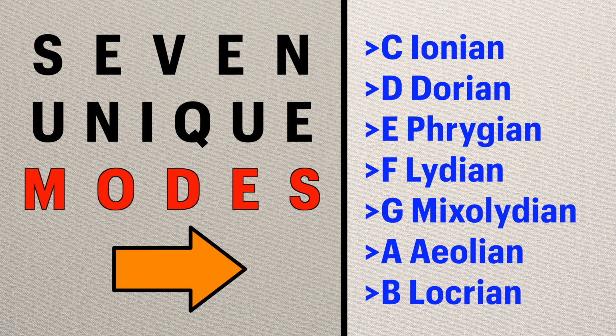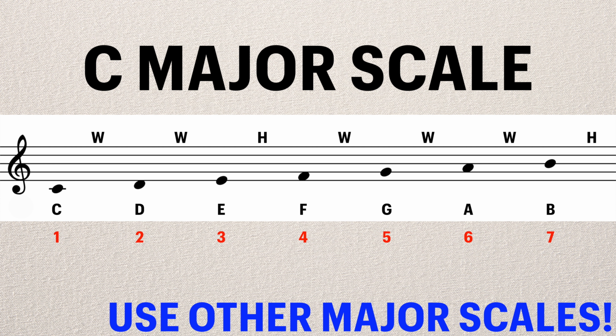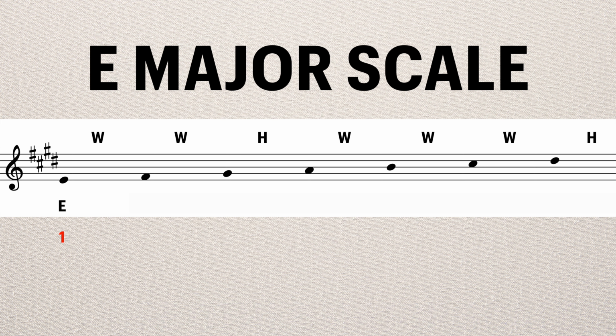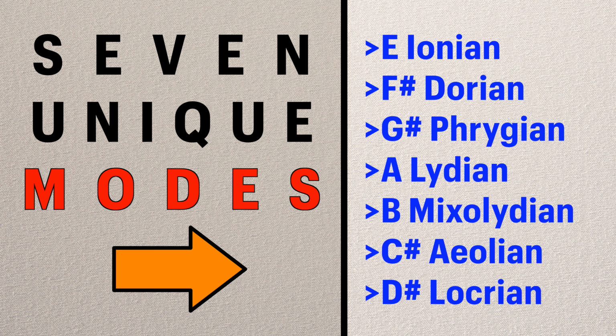So those were the modes of the major scale. And they're not exclusive to C major. For example, in the E major scale, which has the notes E, F sharp, G sharp, A, B, C sharp, and D sharp, it would be the same lists of modes applying to its 7 notes in order.